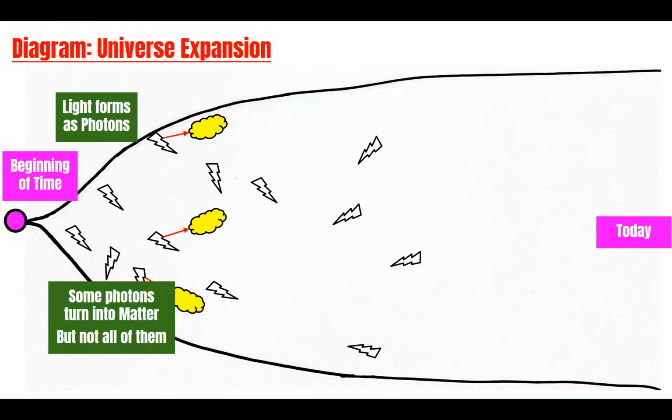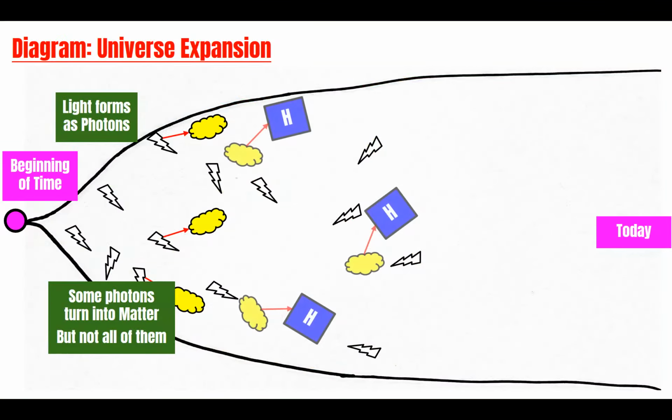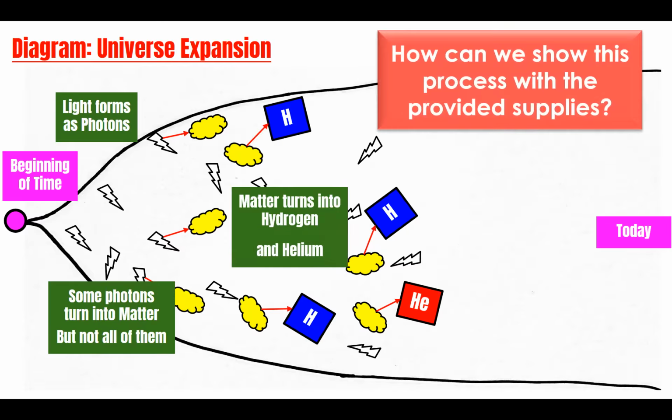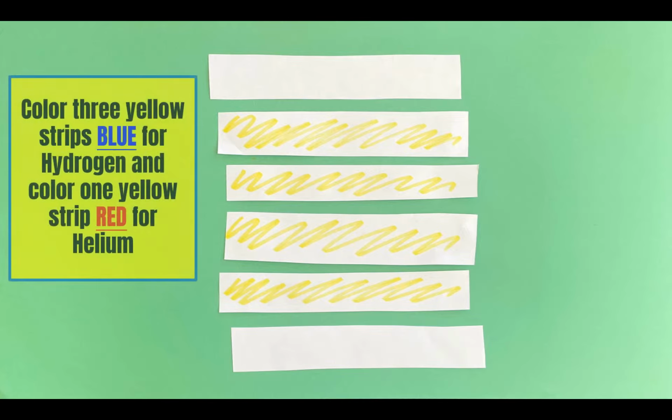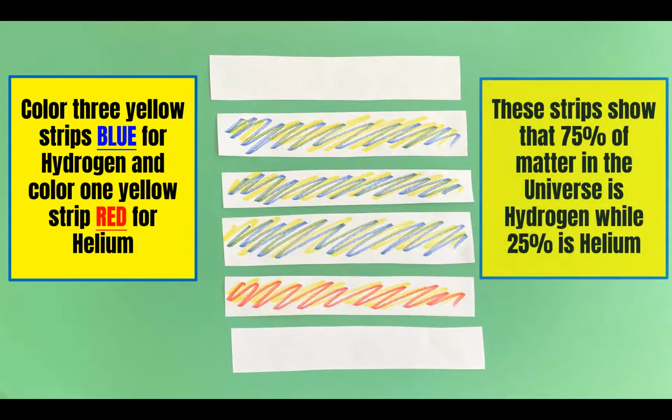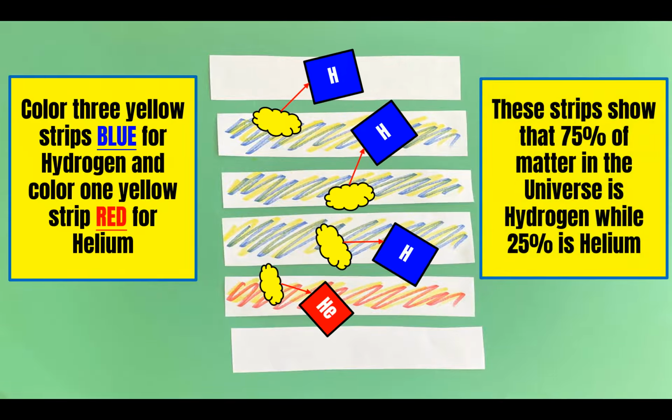All right. So we have some photons turning into matter, and some of that matter turned into hydrogen, and some of it turned into helium. Same question. How can we use the supplies provided to show this process? And the obvious answer is that we're going to color over the yellow. We're going to color 3 of our strips blue and 1 of our strips red. The 3 blue strips represent the 75% of matter that is hydrogen, and the 1 red strip now represents the 25% of the universe's matter that is helium.